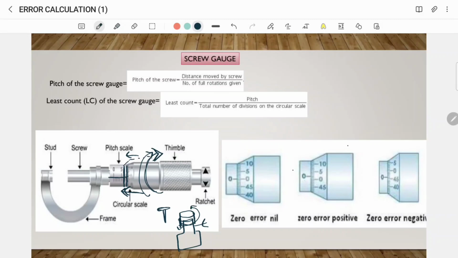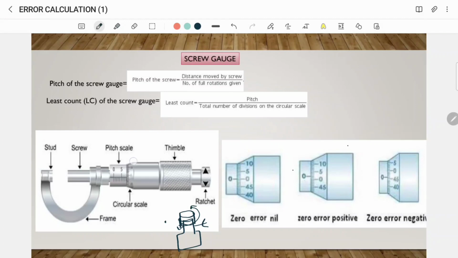So now the circular scale position is like this. The object that we want to measure, we have to put in between these two jaws of our device. Then we will have to rotate this, and it will advance in the forward direction till it coincides with the object perfectly and there are no gaps left between these two jaws. Then we will take the reading of our circular scale as well as our linear scale to measure the size of the object.